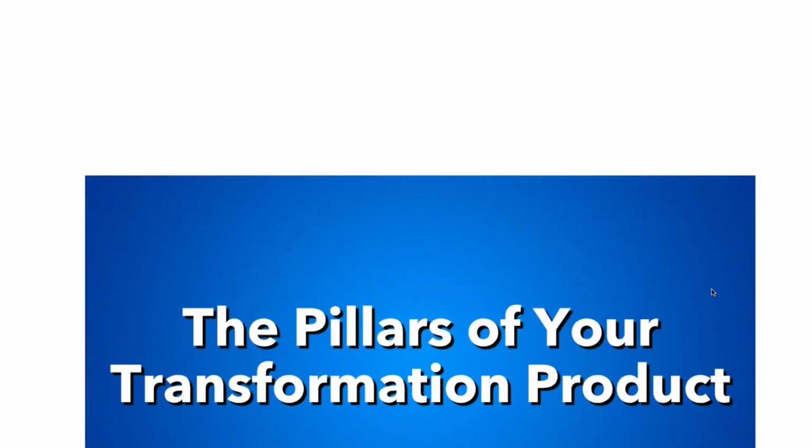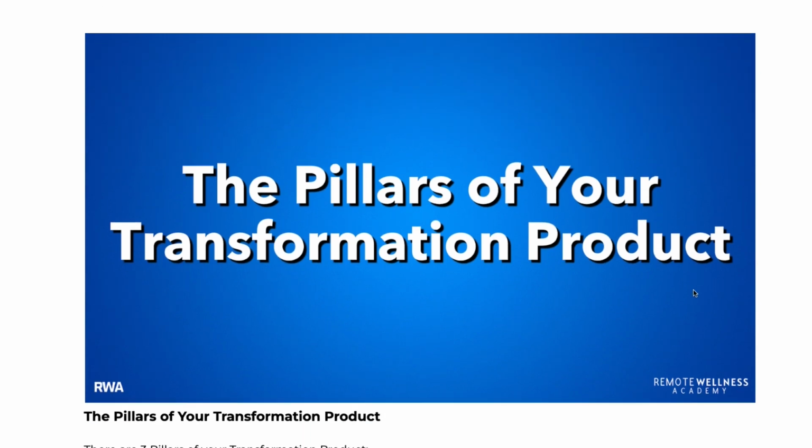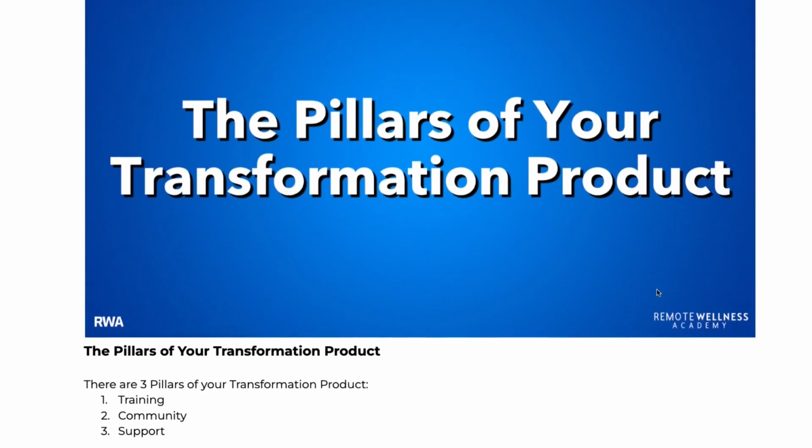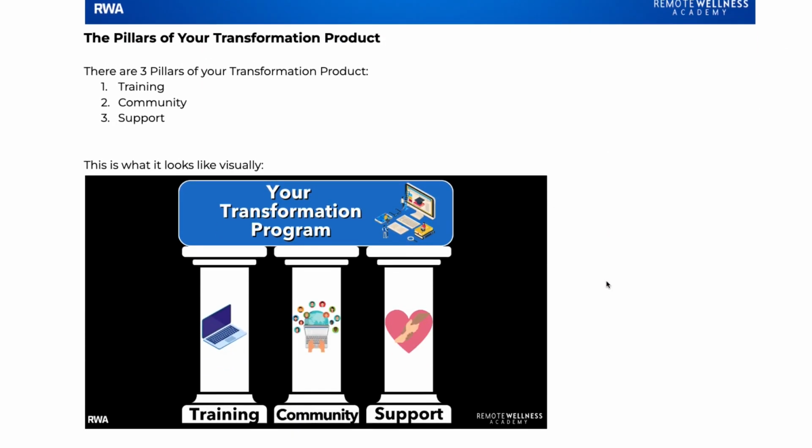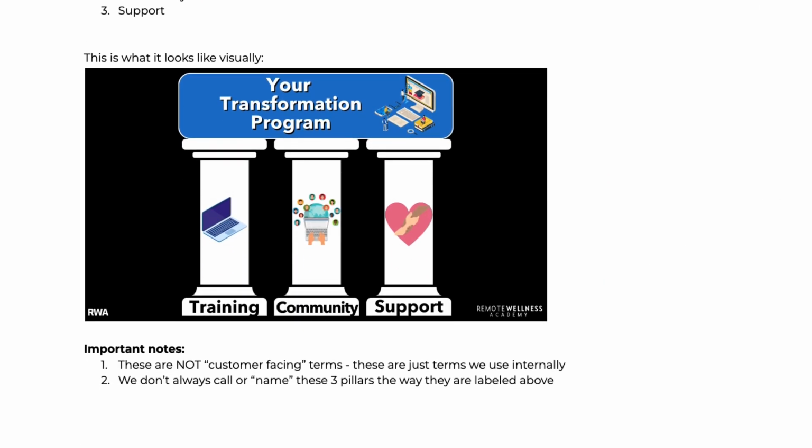Cool. So now that you have a quick understanding of transformation program and product, let's next talk about the pillars of your transformation product. There are going to be 3 pillars of your transformation product, and those 3 pillars are number 1, training, number 2, community, and number 3, support. This is what it is going to look like visually. You have your transformation program, and it is held up by the 3 pillars: training, community, and support.